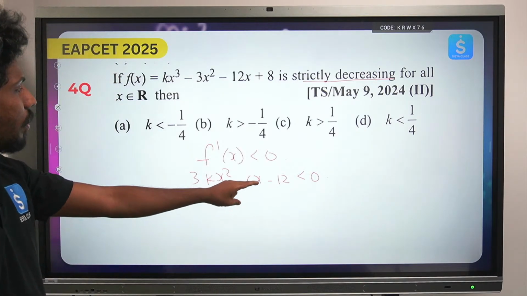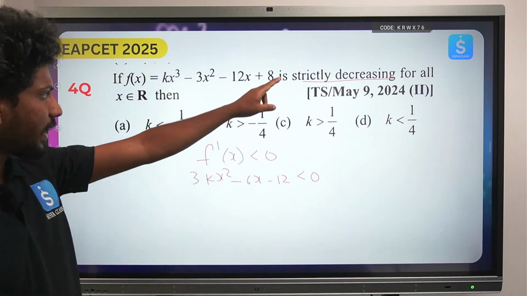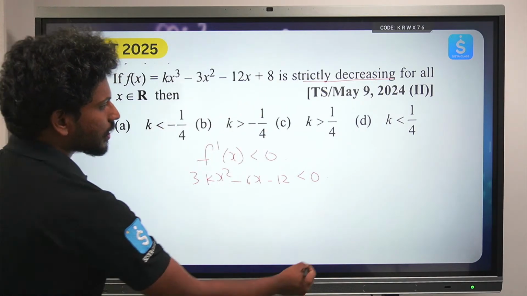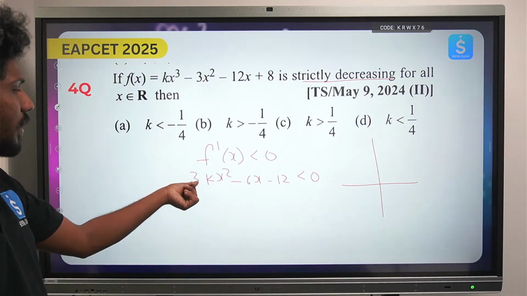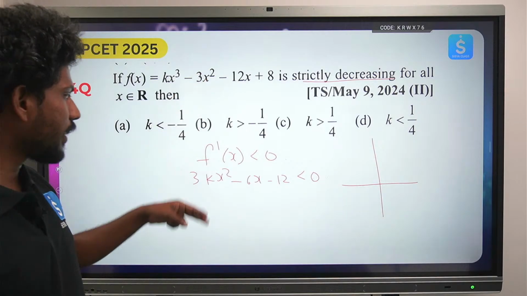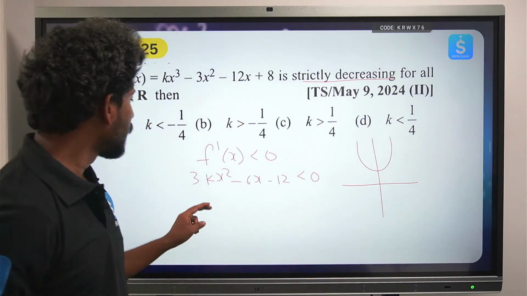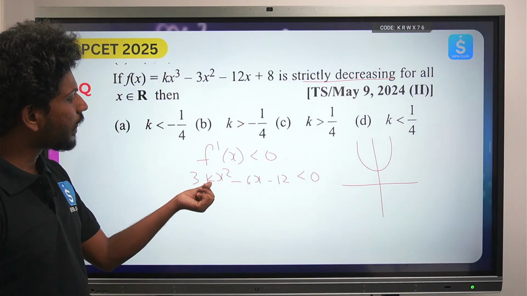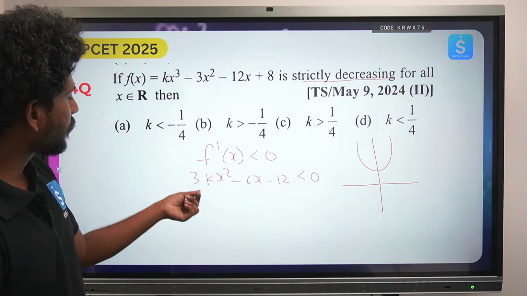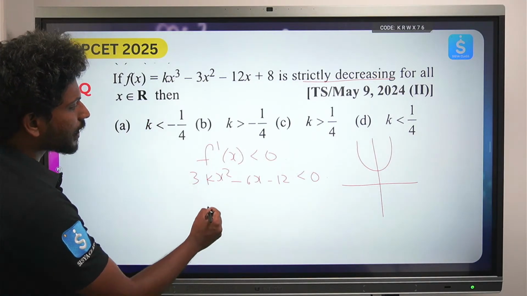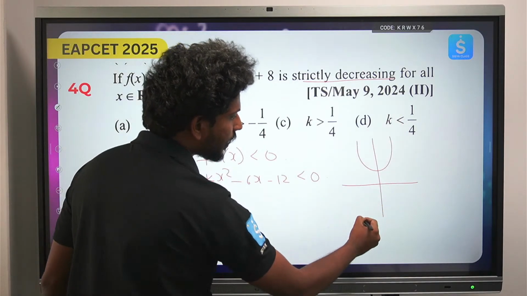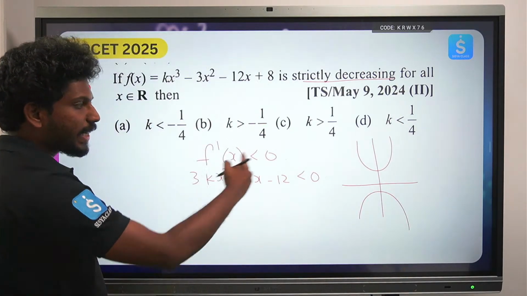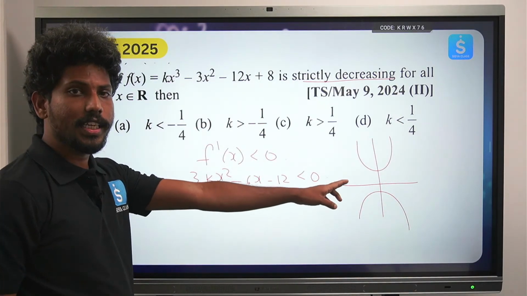Now again, in order to say that this function is strictly decreasing, I need to use this again. If you see here, 3k x square is always positive and it is facing upward. If you try to take b square minus 4ac, what will it be? Either it might be greater than 0 or it might be something like this, but in either of these cases it should never touch the x-axis.